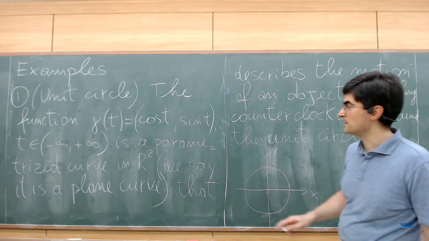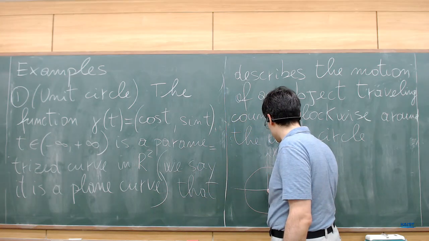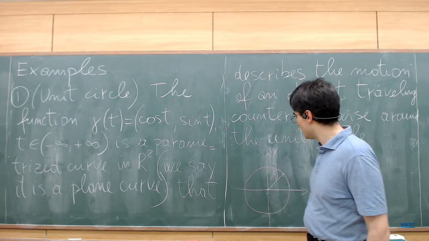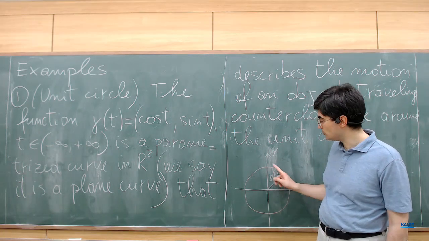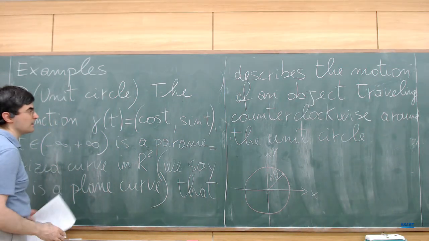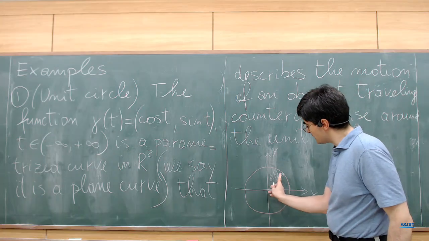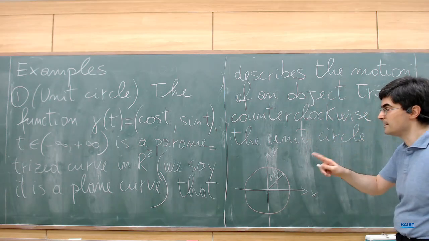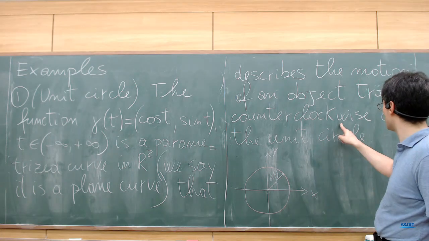So for any value of t, gamma of t is a vector having its tail at origin and its tip on the unit circle. If t increases, then how does this vector change? Very simple. It rotates this way. It rotates counterclockwise. So this is why this curve describes the motion of a point of an object traveling counterclockwise around a unit circle.